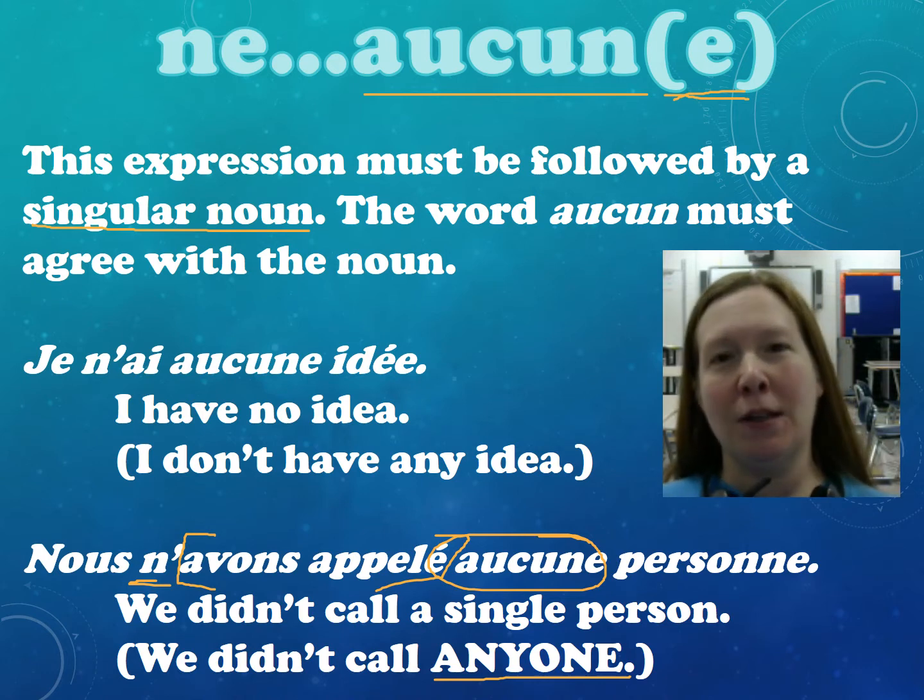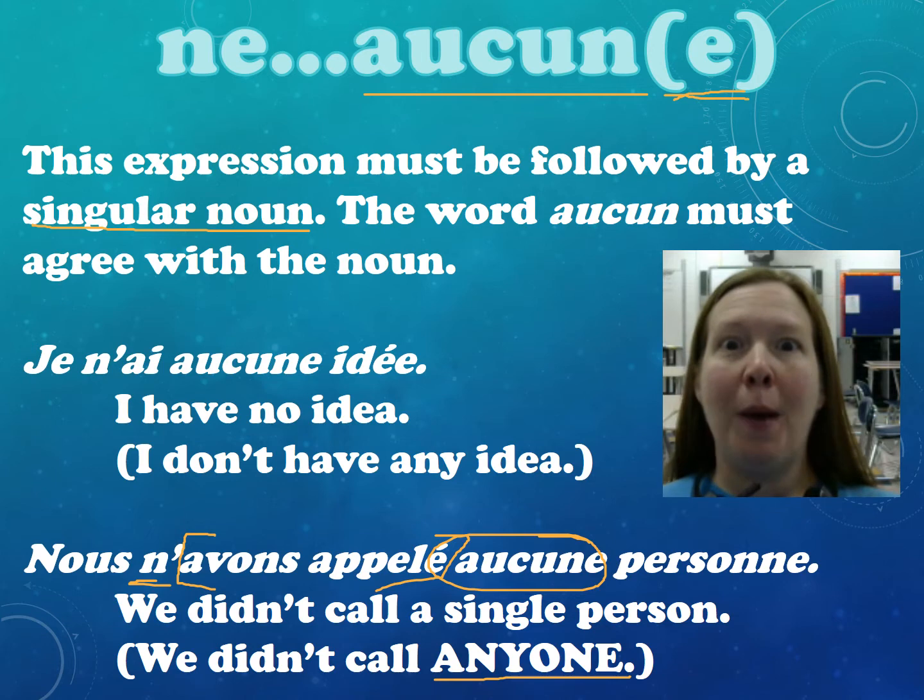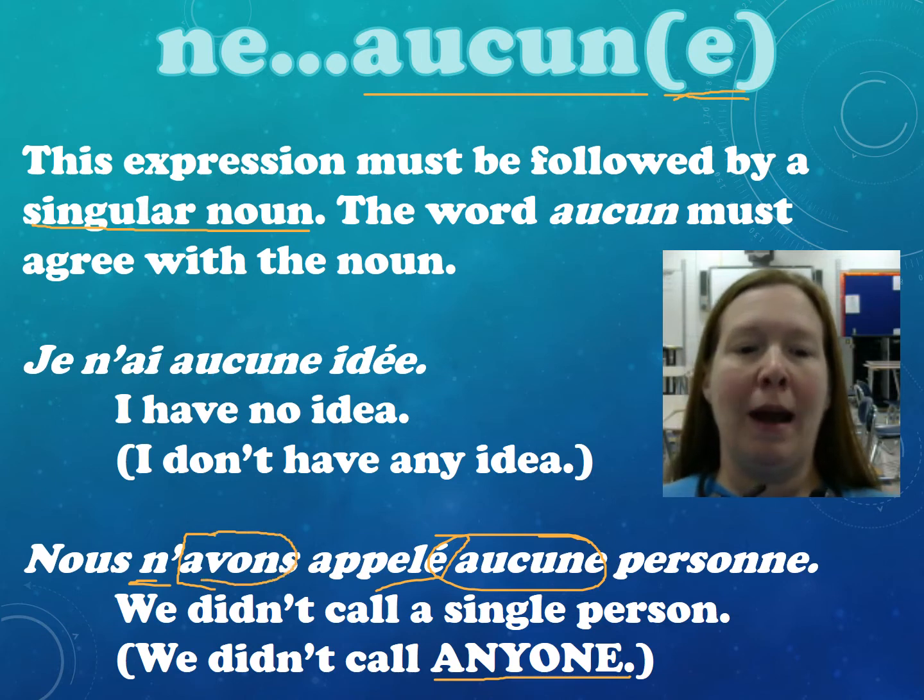Most of these expressions that we're going through that are new to you will work this way, whereas ne pas and ne jamais only go around the helping verb. Ne aucun goes around the entire thing.